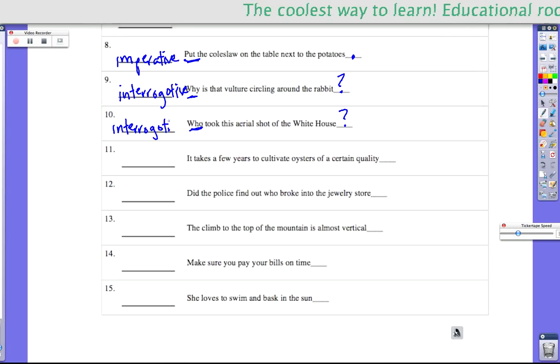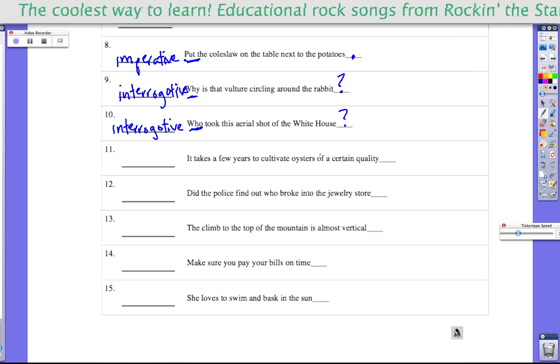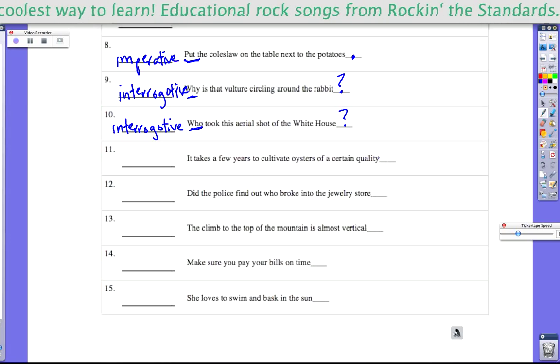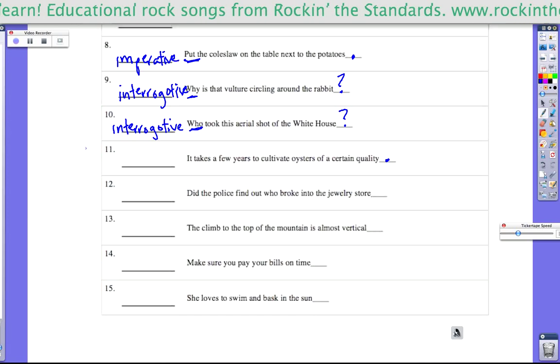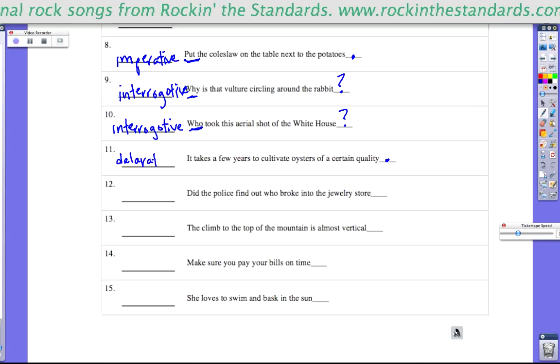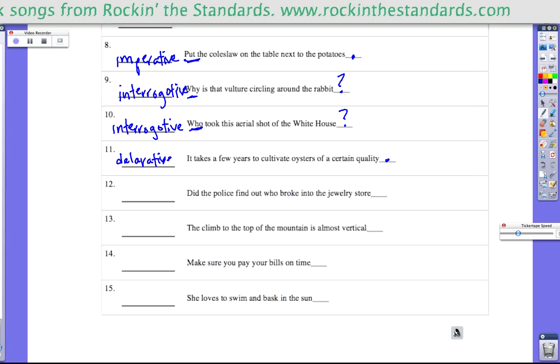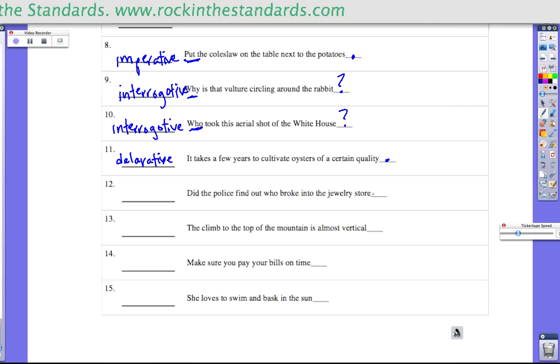It takes a few years to cultivate oysters of a certain quality. This is just making a statement. It's not asking a question. It's not yelling anything out. That's not something you would yell. It's not giving a command. So this is just a plain old declarative sentence. And again, the tricky part with this is memorizing which word means what. And so by using the song, it makes it real simple to have that totally ingrained in your mind, because you know how music works. You can't forget words to songs.